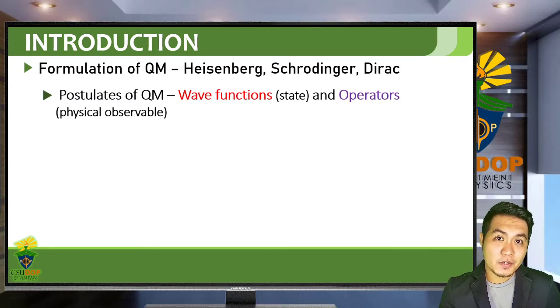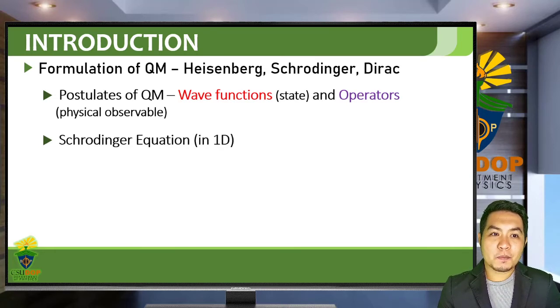The wave functions represent the state of the particle. It describes the status of the particle in the same manner as position, velocity, momentum, or acceleration describes the state of a classical particle. Operators are just physical observables. Your momentum, your position, those are physical observables, and they are represented by operators.